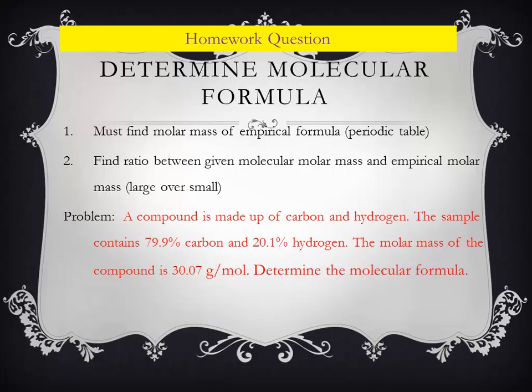Alright, here's your homework question. Again, see your sheet of paper. You have a compound made up of carbon and hydrogen. This sample contains 79.9% carbon, 20.1% hydrogen. The molar mass of the compound is 30 grams per mole. Determine the molecular formula. So you have to find the empirical first, and then find the molecular.